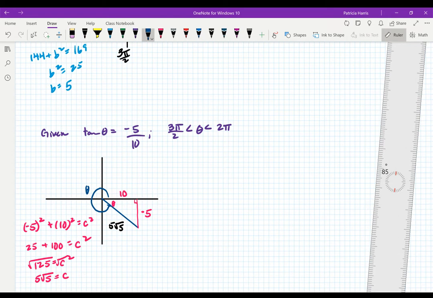Okay, so now, since I have my hypotenuse, I can now find all of my trig ratios just by looking at my picture. Okay, so I can go, oh, well, sine of theta, that's opposite over hypotenuse. Okay, cosine of theta, that would be adjacent over hypotenuse. Okay, and then tangent of theta, I'm already given.